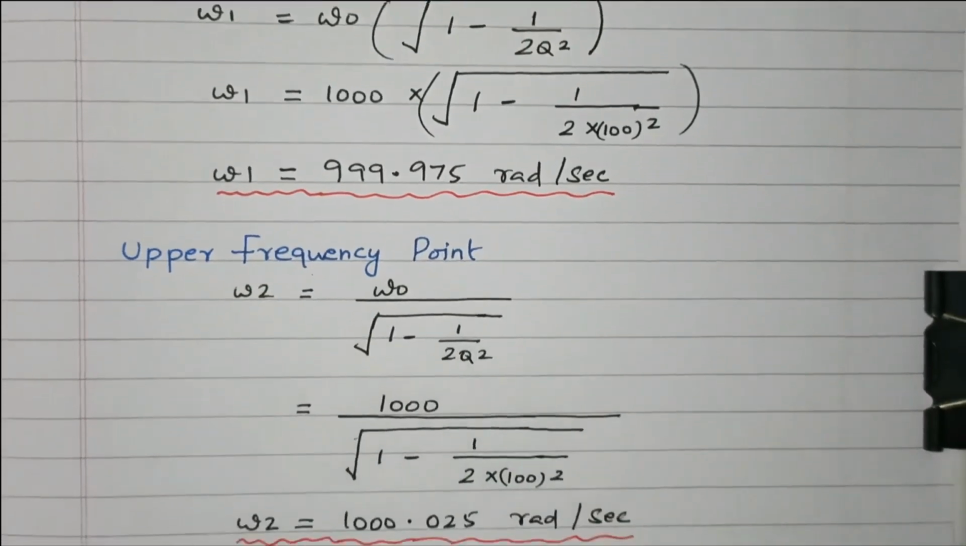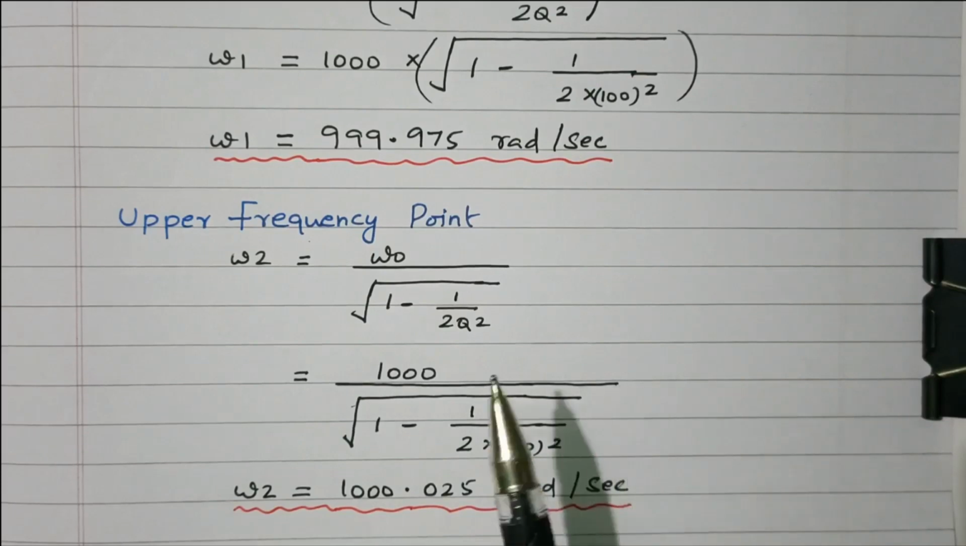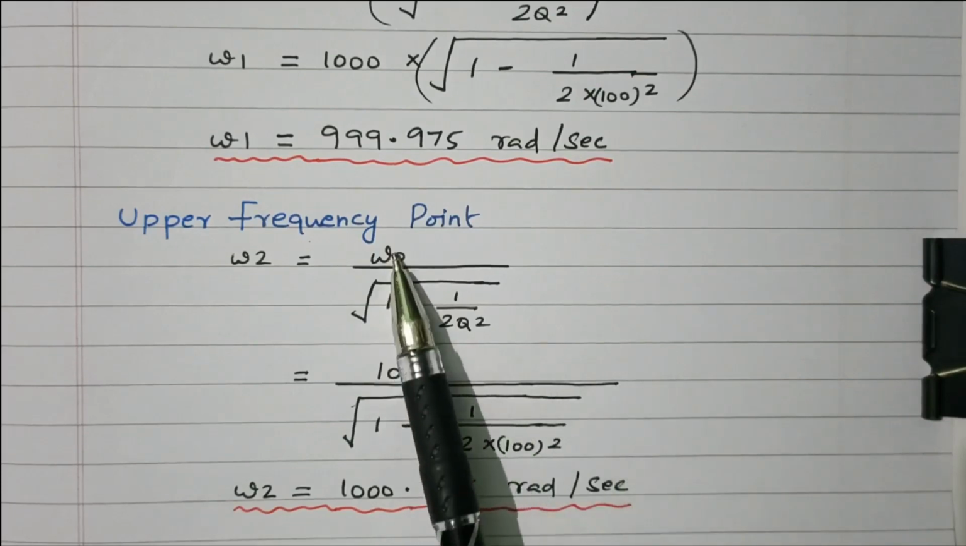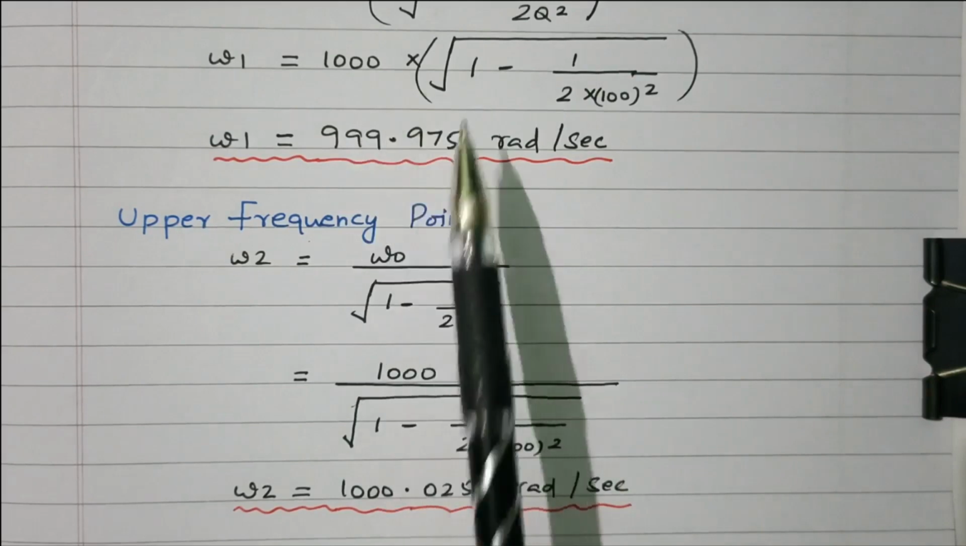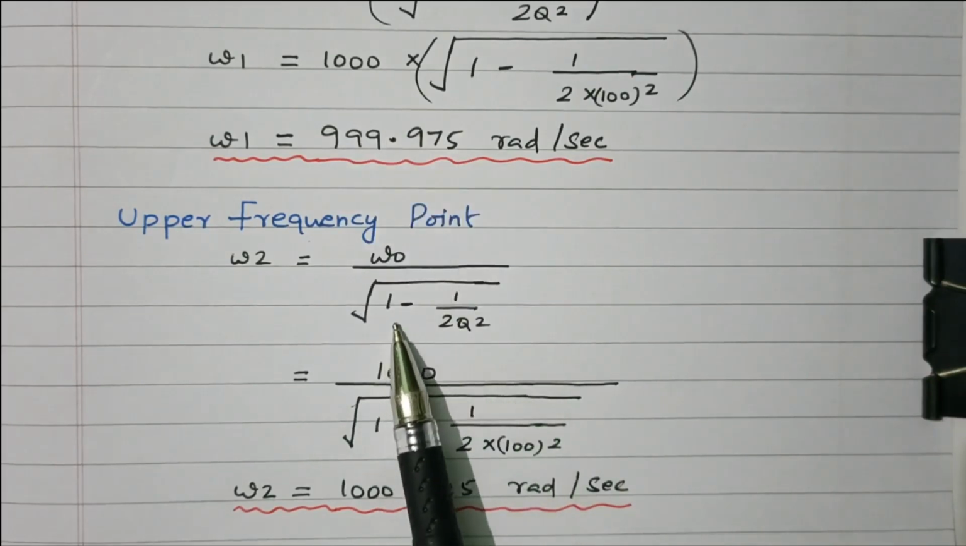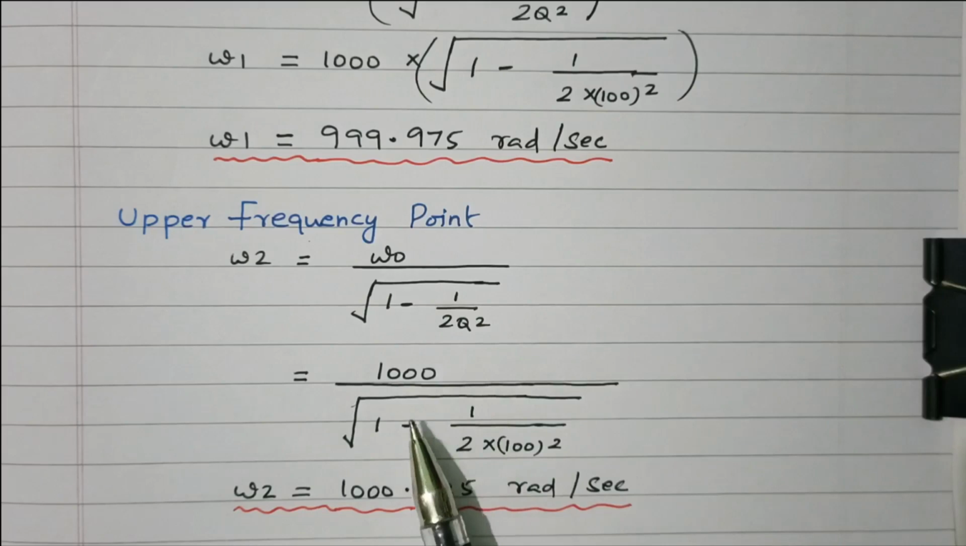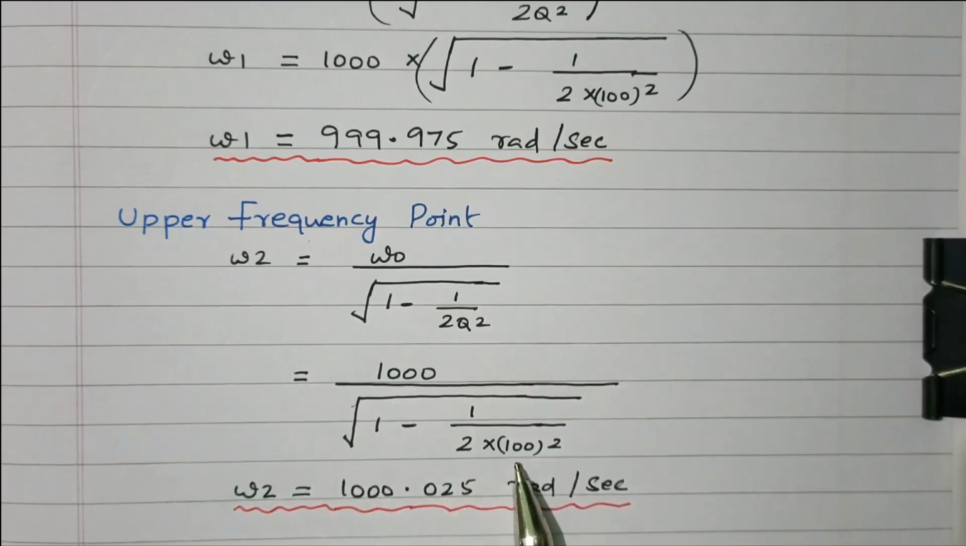Similarly, we'll see the upper frequency point omega 2. The same formula here, omega naught divided by square root of 1 minus 1 divided by 2 into Q square. Omega naught, what we calculated, 1000 divided by square root of 1 minus 1 divided by 2 into 100 square, the quality factor is 100. So while simplifying we got 1000.025 radian per second. So we calculated all the 4 parameters for this given RLC parallel circuit.